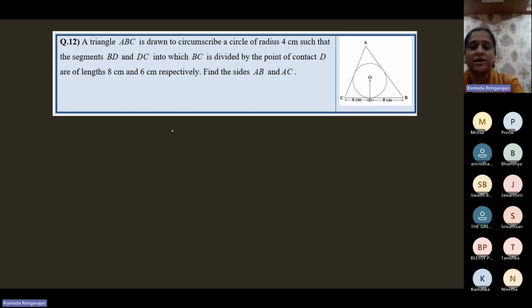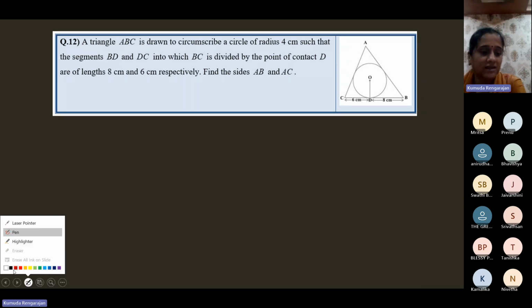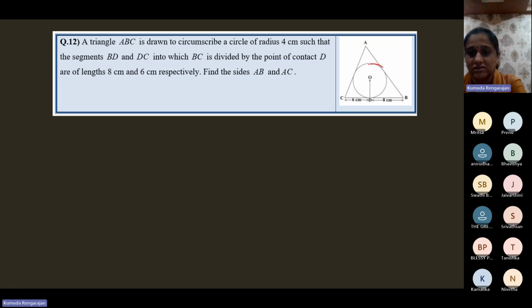A triangle ABC, as you can see in the figure, is drawn to circumscribe a circle. The triangle is outside, the circle is inside. Of radius 4 centimeters. The radius of the circle is 4 centimeters, such that the segments BD and DC. This is BD, and this is DC.